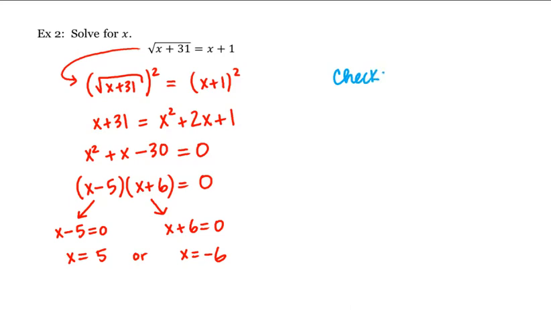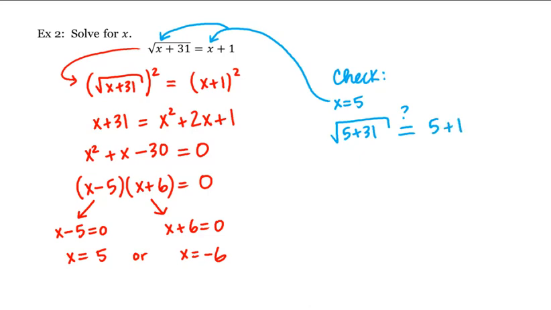Let's start with x equal to 5. We'll plug x equal to 5 into our original equation before we squared both sides, wherever we see an x, to see if our equation is satisfied. That is, the question is, is the square root of 5 plus 31 equal to 5 plus 1? Or is the square root of 36 equal to 6? And it is. So 5 works.